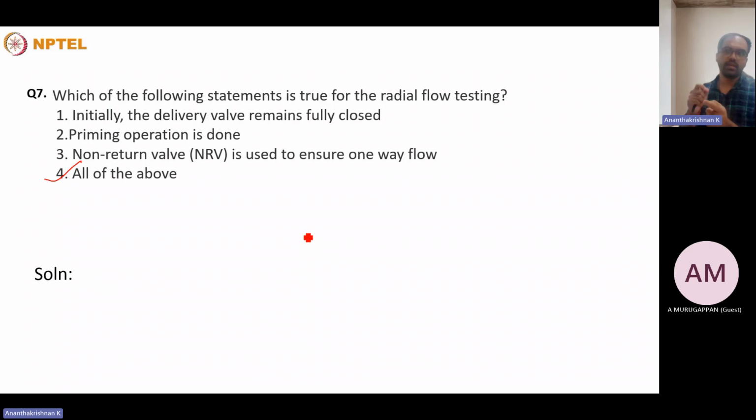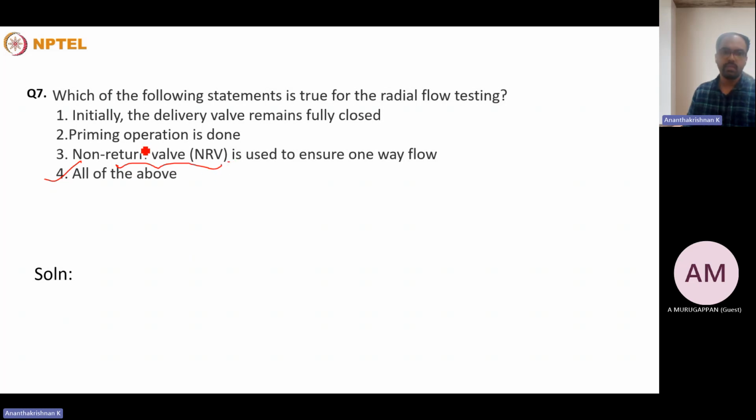To prevent that, we are using a non-return valve at the exit of the pump in the delivery pipe. And this will ensure that the pump health will be in good condition, and there will be longevity for it as well. So this non-return valve is a crucial aspect in the case of pump testing.